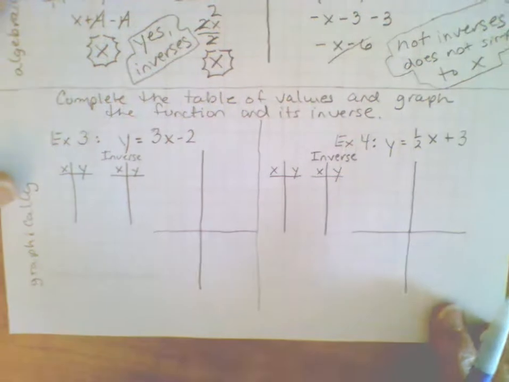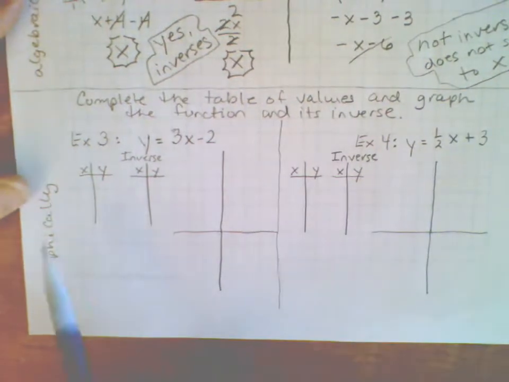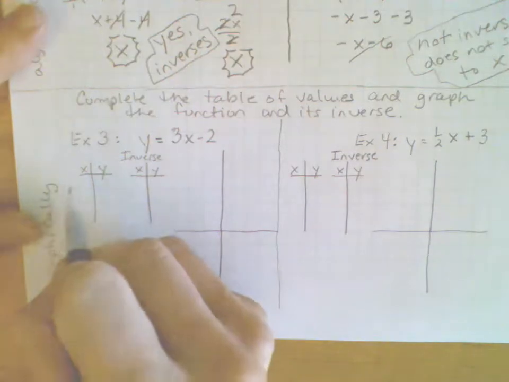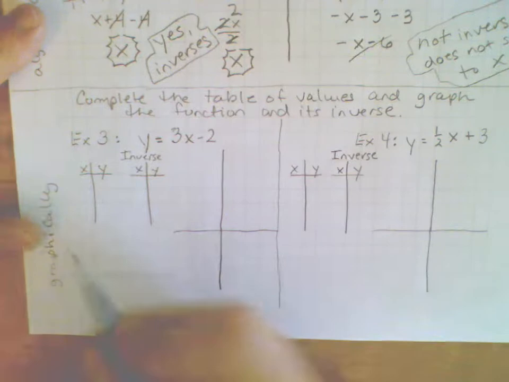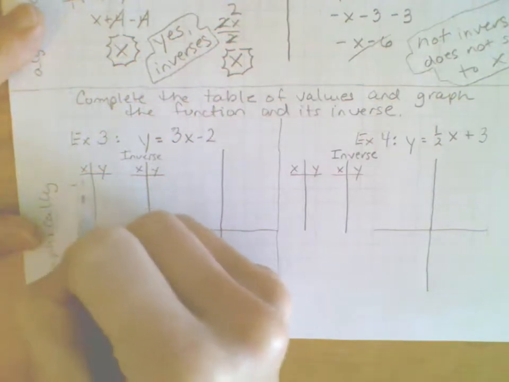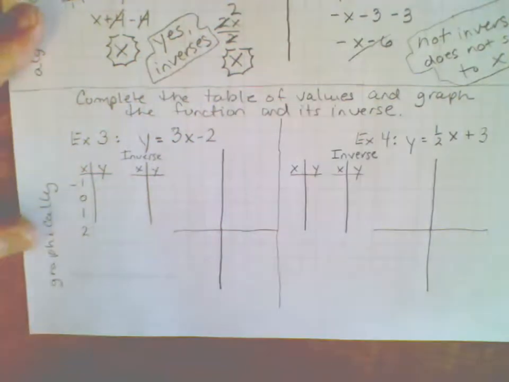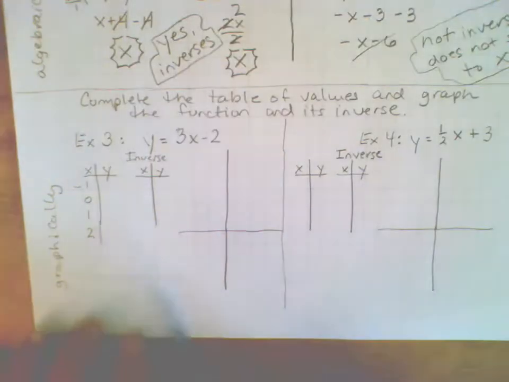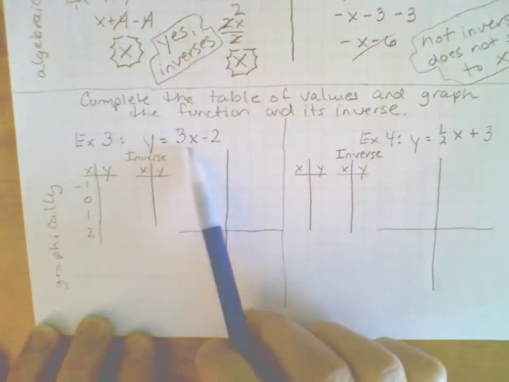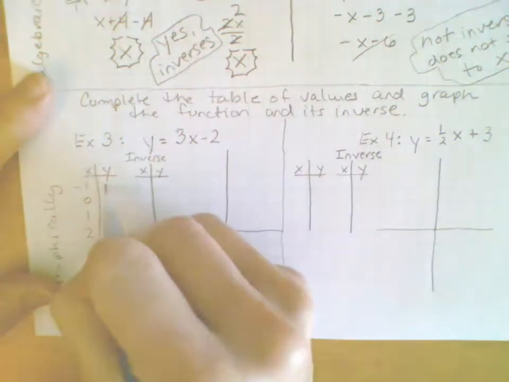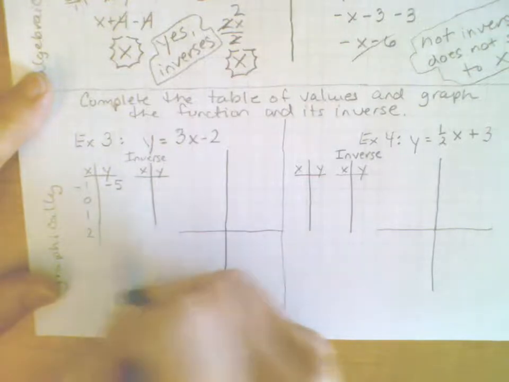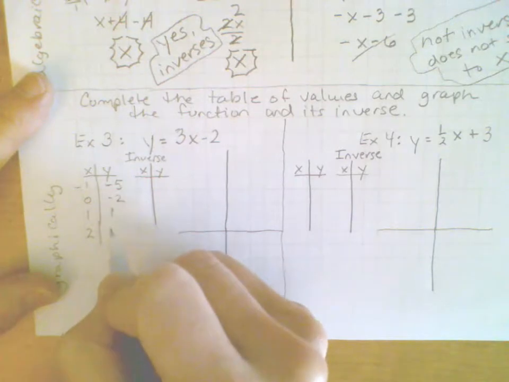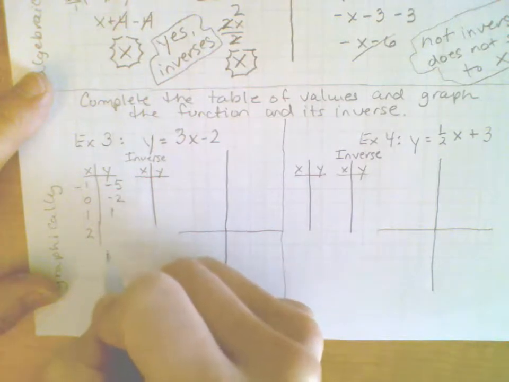Okay, so let's go ahead and start filling out this first table. So this is my function. We can just use maybe negative 1, 0, and 1. It doesn't really matter. 2, you can throw 2 in there. So if I plug a negative 1 in for x, that's negative 3 minus 2 is negative 5. 0 plugged in is negative 2. 1 and 4.